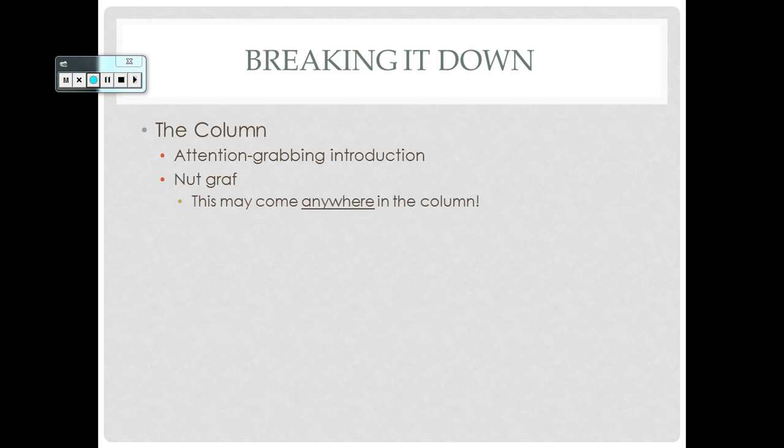But what's different about how we've written nut graphs in articles? In an article, a nut graph comes typically right after the lead. A nut graph for a column can really happen anywhere in the column. You might have it toward the end of the column. You might have it somewhere in the middle. It can fall almost anywhere.